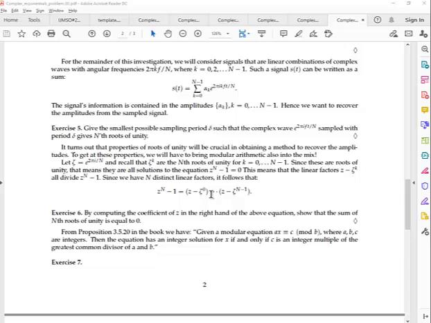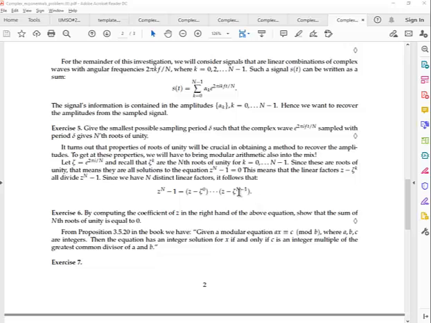So all the coefficients should be equal. All the coefficients over here should be equal to all the coefficients over here. So if you compute the coefficient of z on the right-hand side, show that the sum of the nth roots of unity is equal to 0. No matter what n is, whether even or odd, the sum of the nth roots of unity is always equal to 0. Okay? If you plot the nth roots of unity on a complex plane, that kind of makes sense.